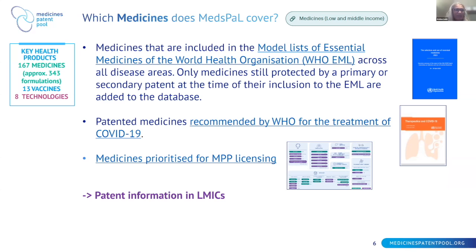And so we have the medicines. We usually use the INN, the International Non-Proprietary Name of the products. We will show you that later. In addition to the medicines, you will also have the formulation. If one medicine is available under different dosage forms, for example, oral or injectable, then you will find the information on both in MedsPaL, as the patent covering either might be different. Next slide, please.